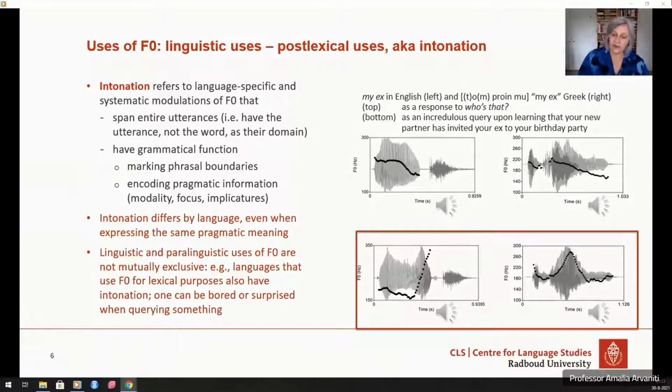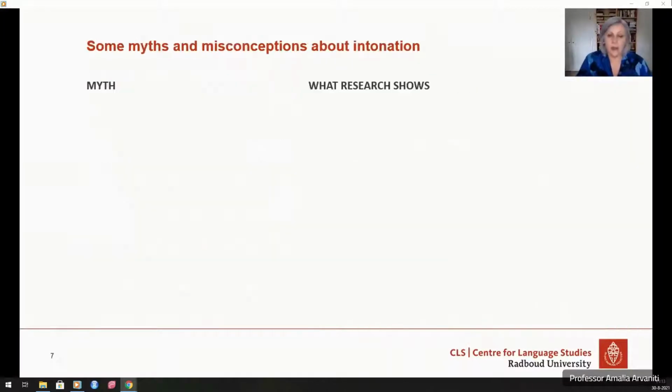However, one thing that I cannot do is use the Greek tune in English. Okay, so I have to use the linguistic structure of my language and then change things like my pitch range to show things like surprise. So now we've gone through this introductory part. Let's recap some things about some myths and what research shows.